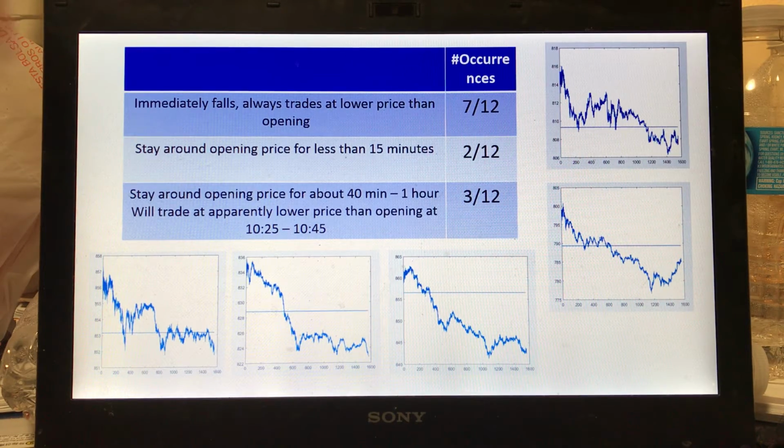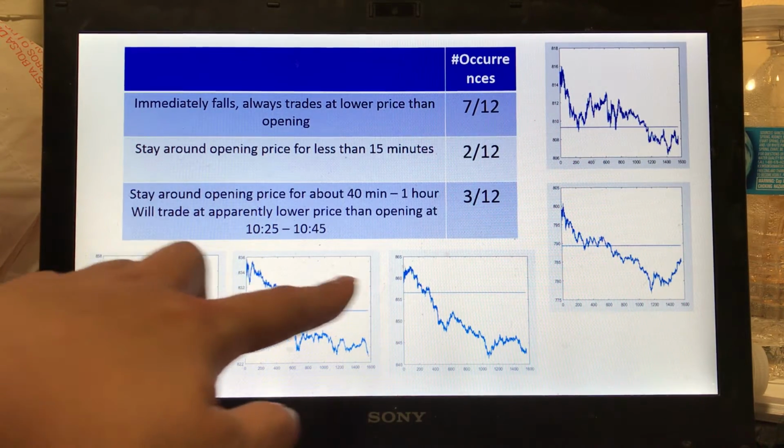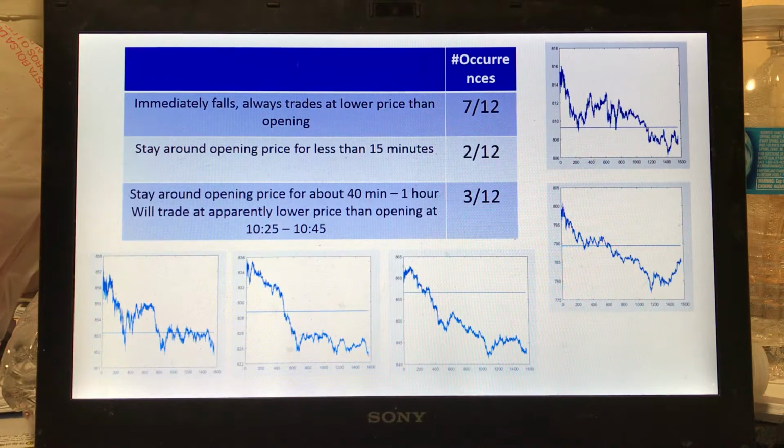If these 3 cases happen, we see that the stock will definitely trade at an apparently lower price than the opening price at about 10:25 to 10:45 a.m. You can see that at these times the stock price has already dropped below the opening price, and that should be about 1 hour after the stock market opens.